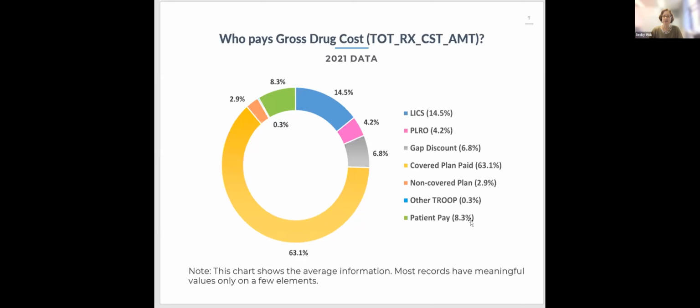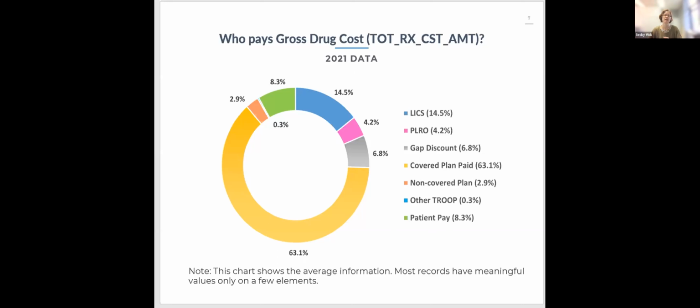Next biggest category is the patient pay amounts. That's what patients pay out of their own pocket. Next is the gap discount, about 7%. PLRO amount, 4%-ish, and then non-covered plan paid amounts, 3%, and a really small amount paid by other true out-of-pocket funding.